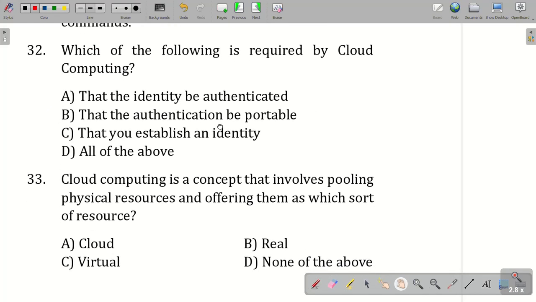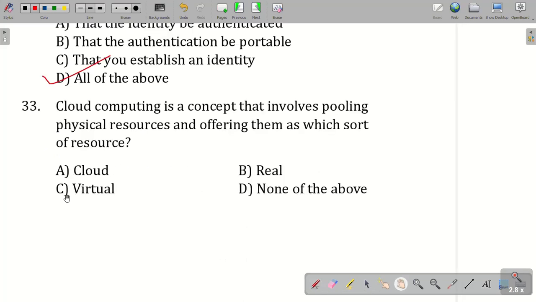Which of the following is required by cloud computing? That the identity be authenticated, correct. That the authentication be portable, correct. That you establish an identity, correct. So the correct answer is D. Cloud computing is a concept that involves pooling physical resources and offering them as which sort of resources? Cloud, real, virtual. The correct answer is virtual.